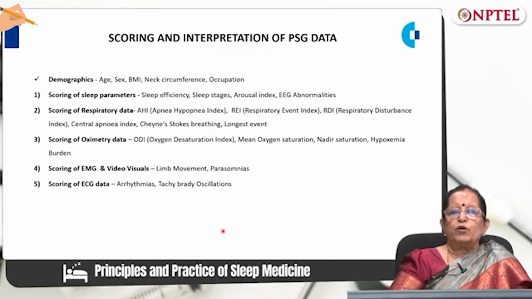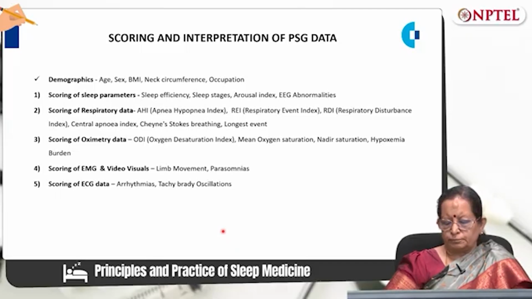Then coming to the scoring and interpretation of PSG data, we need to record the basics, like basic demographics: age, sex, BMI, neck circumference, occupation. Then what are the things we will be scoring? We will be scoring sleep parameters, respiratory data, oximetry data, electromyogram and video visuals, especially to look for limb movements and parasomnias. We will score ECG data and then we will score snoring as well as hypoventilation.